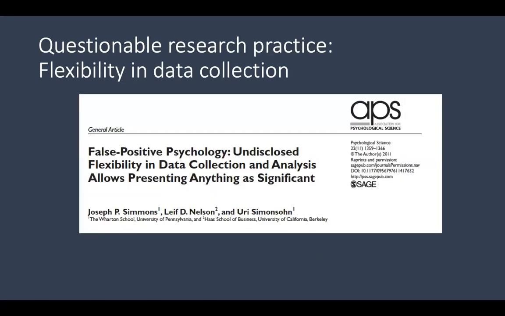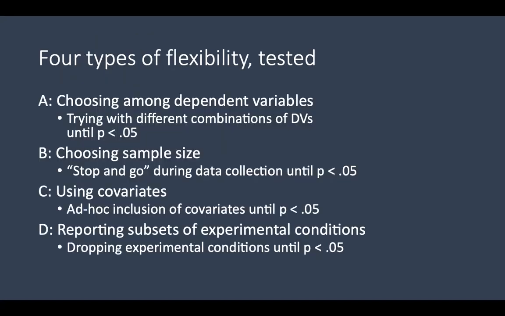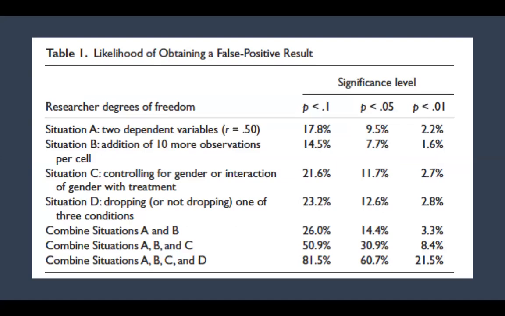And this kind of flexibility seriously inflates the false positive rate, which we know is the alpha rate. So if we set the alpha rate at 0.05, but we engage in these different kinds of flexibility, you can see that if we have used method A, our actual alpha is 0.09. B is 0.77, C, you can see that individual methods can inflate the alpha rate.